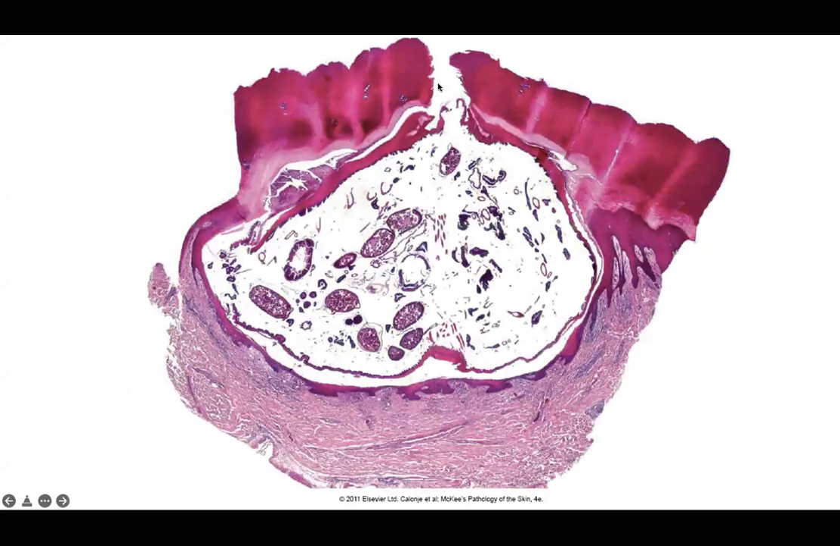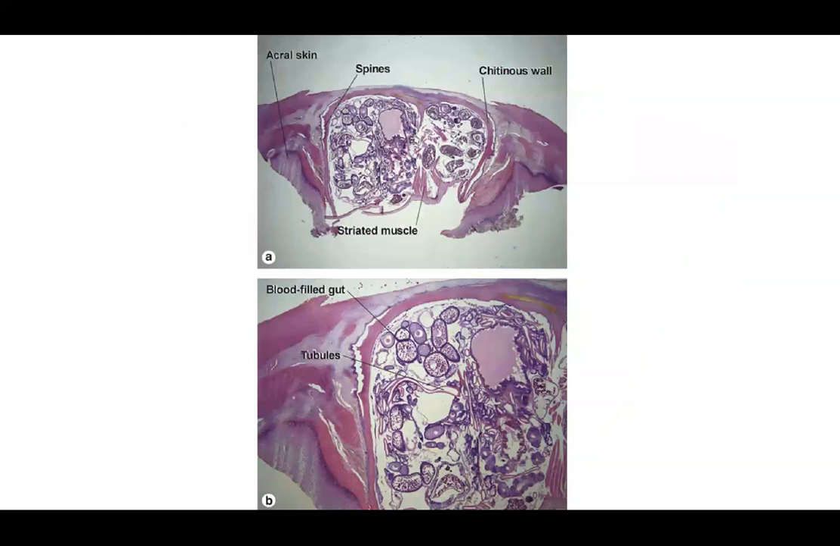You can see it burrowed into the skin. This is a great example from low power to see on acral skin. It's just embedded right here into the skin. You can see these, again on acral skin, spines that are projecting, again a thick chitinous wall, some striated muscle, a blood-filled gut, and some tubules.